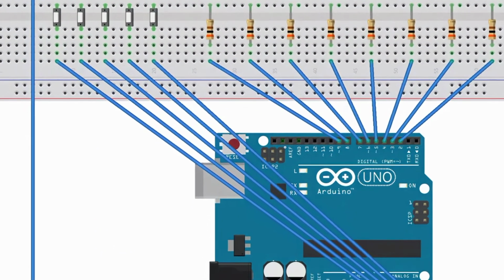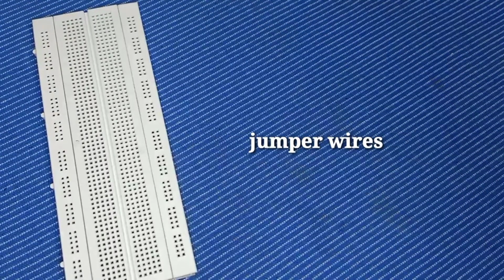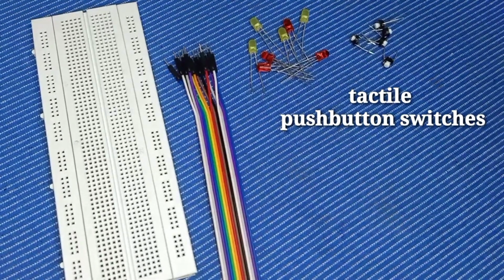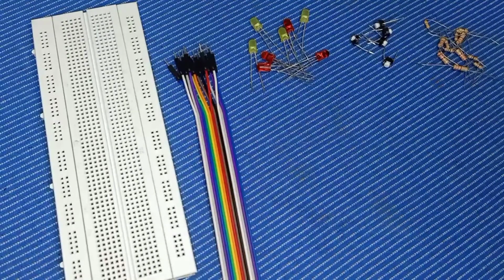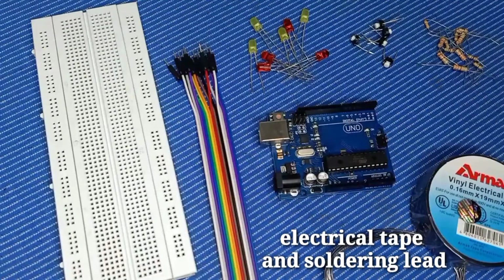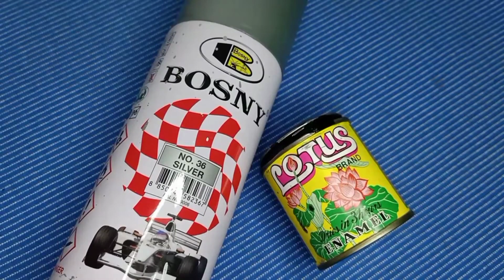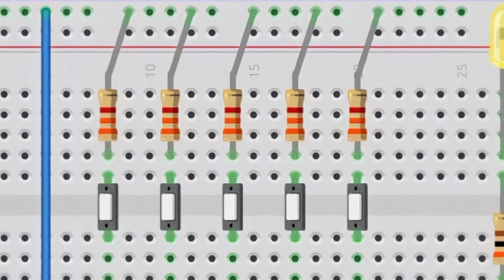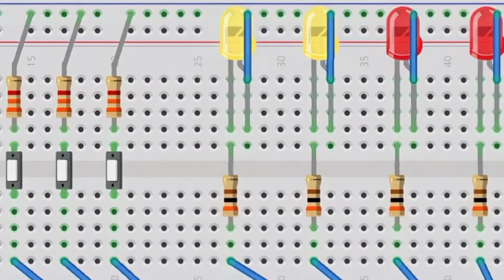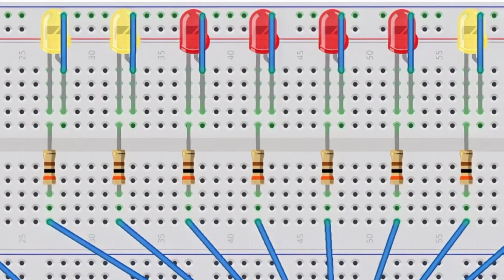And now, for the actual setup, we'll prepare first the materials needed: breadboard, jumper wires, 4 yellow and 4 red LEDs, 5 tactile push button switches with 2 pins, resistors, Arduino board, electrical tape and soldering lead for the assembling, and we also have the soldering iron and glue gun, as well as the paint for the design. For push button switches, we use a 3.3 kilo ohm resistor, while 300 ohm resistors will be used for LEDs. Now, all things set, let us mount the components on the breadboard.